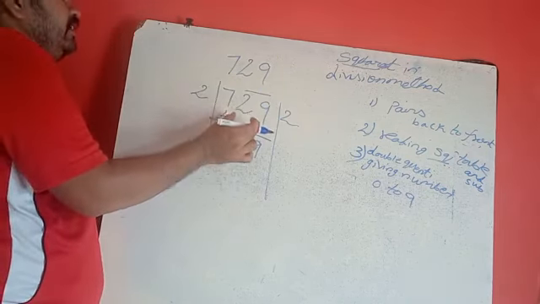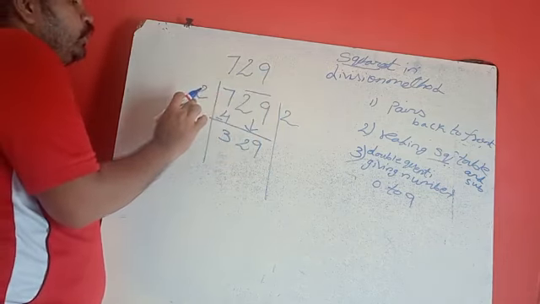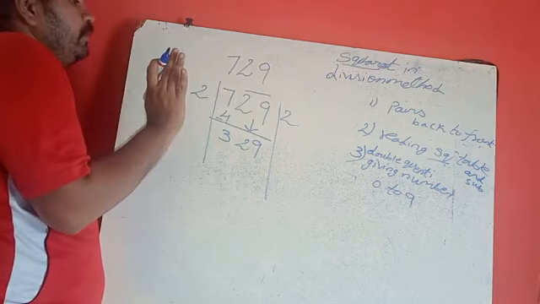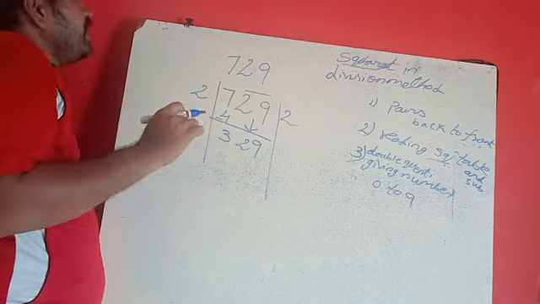729. Forming pairs. Afterwards taking 7. Not 2 table. 2 table means 2 3s are 6. I am not taking 2 tables. Square table I am taking.